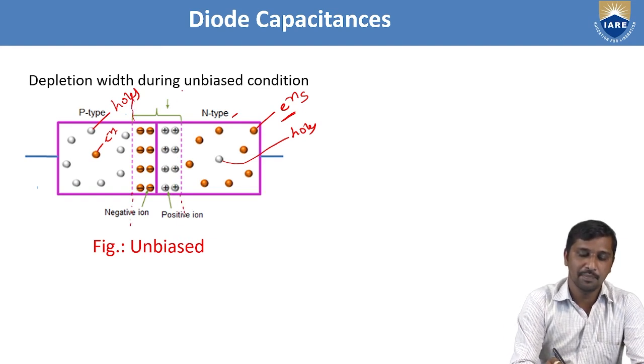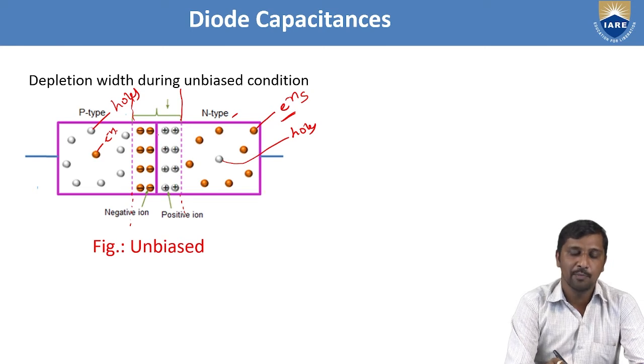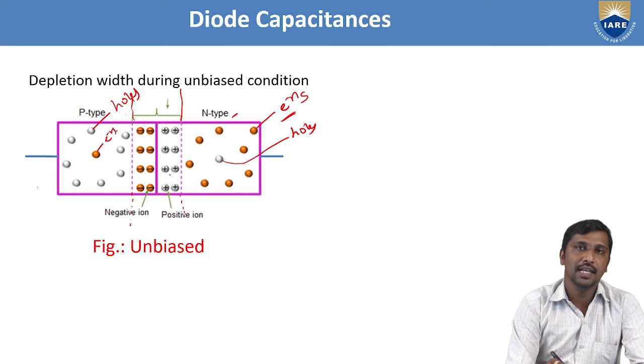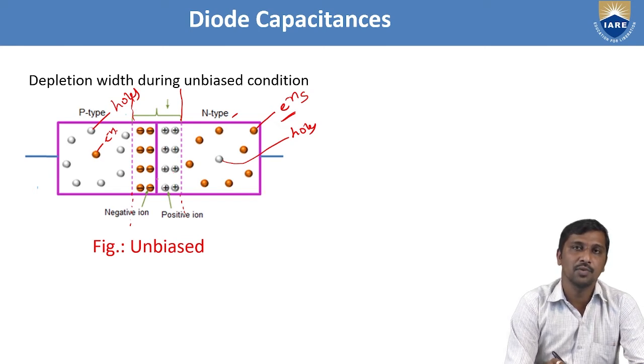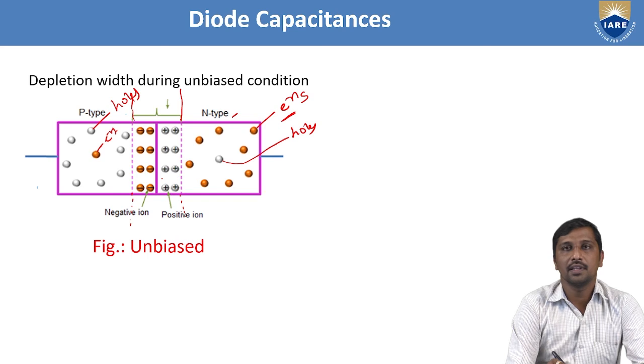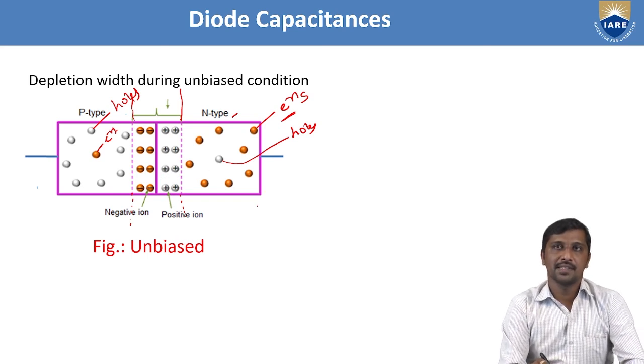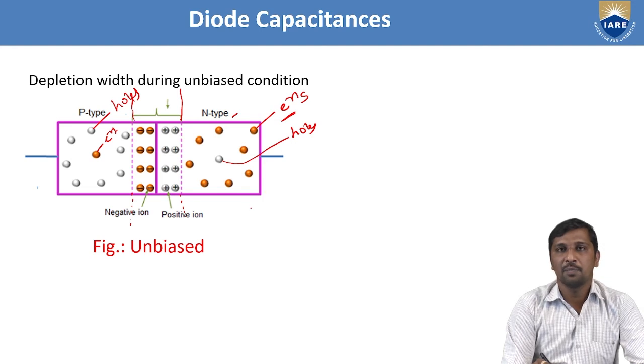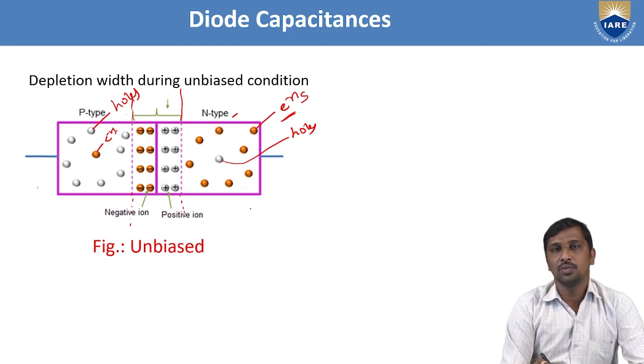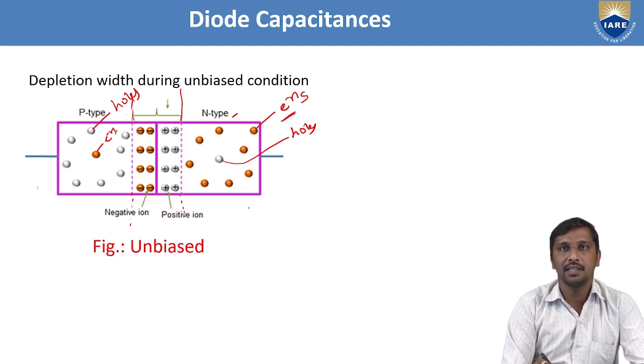This is called the depletion width, or a potential barrier, or a space charge region. It is established nearby the junction due to the movement of diffusing charge carriers from one region to another region under the unbiased condition. Now we'll see what happens when we apply a biasing condition to this PN junction here.